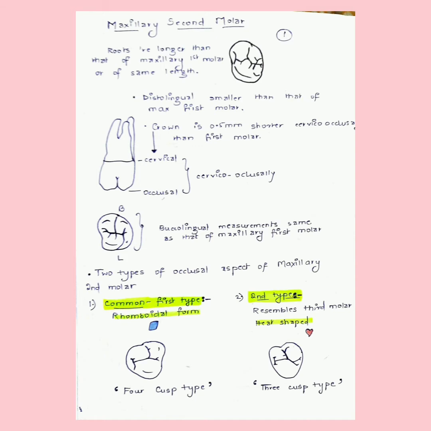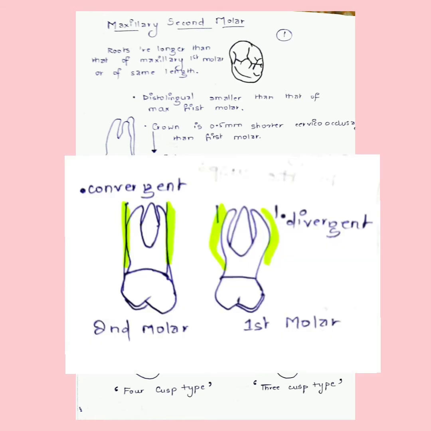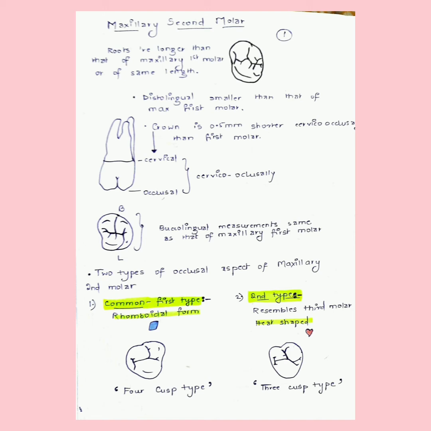Also, the roots in maxillary second molar are convergent, that is closer together or within the confines of the outline of the crown, whereas in the first molar, the roots are divergent, or spreading outward away from each other and outside the confines of the crown. The crown in the second molar is 0.5 mm shorter than that of the first molar, whereas the buccolingual measurements are the same as that of the maxillary first molar. Also, it is 0.5 or 1 mm smaller mesiodistally than that of the first molar.